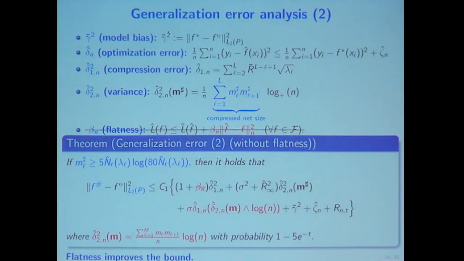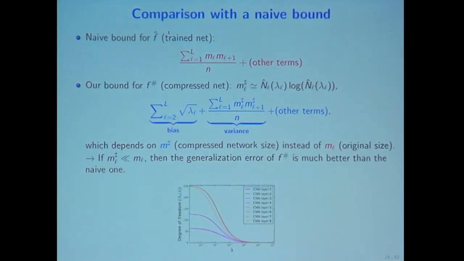Here we have assumed some flatness on the landscape, but if we don't assume this flatness, we get a worse upper bound. But there still appears a bias and variance trade-off between delta 1n and delta 2n. Here is some comparison between the naive bound and our bound.